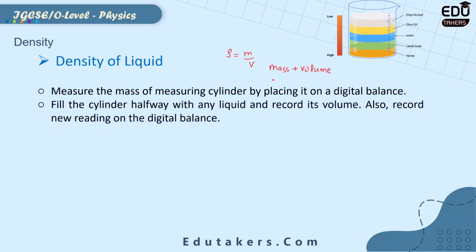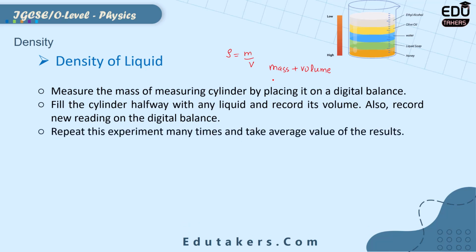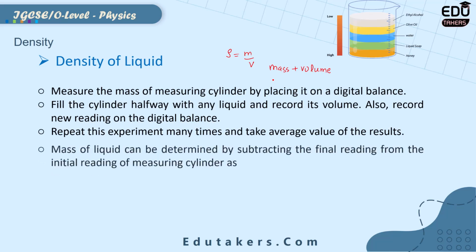Next, you need to calculate the volume of that liquid. You need to place the water in a measuring cylinder and you can easily calculate the volume from here. After that, when you put some water into the measuring cylinder, you also need to take the new reading by placing it on the digital balance, because in this case, the mass will change when you put some water into the measuring cylinder. Then repeat this experiment again and again and take the average of the result.